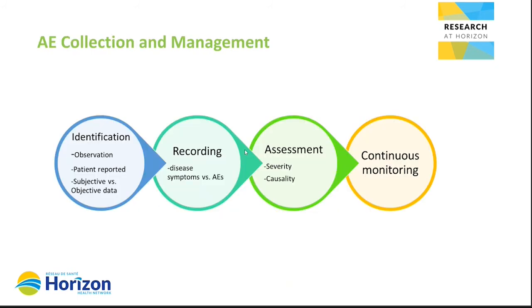And this is a little flow diagram to show you the steps to follow when it comes to the collection of AEs. It starts with identification and then recording the AE, and then AEs are to be reviewed and assessed by the investigator to determine their causality to the study intervention. Once the AE has been identified, recorded, and graded, it needs to be closely monitored through the course of the study until it is resolved.